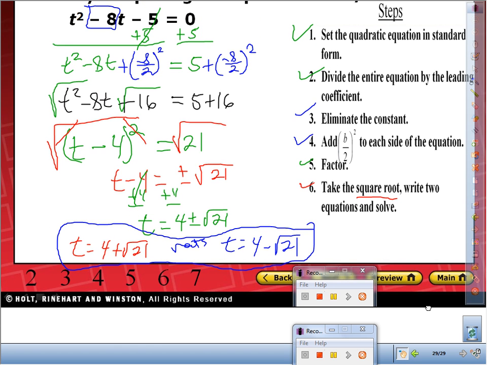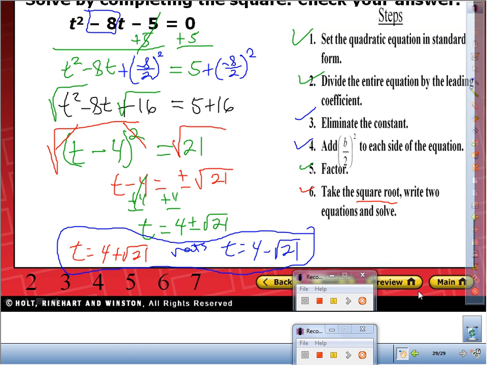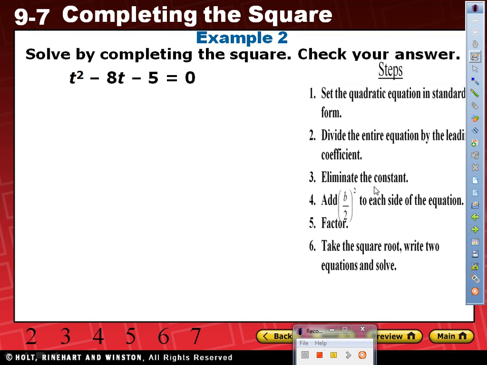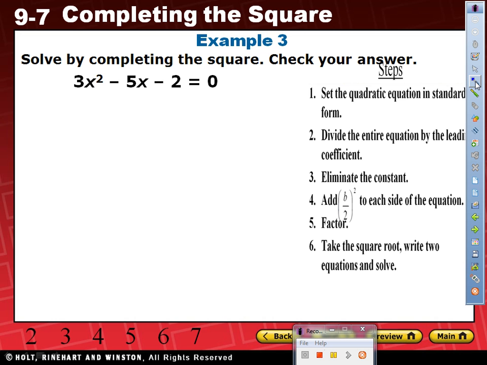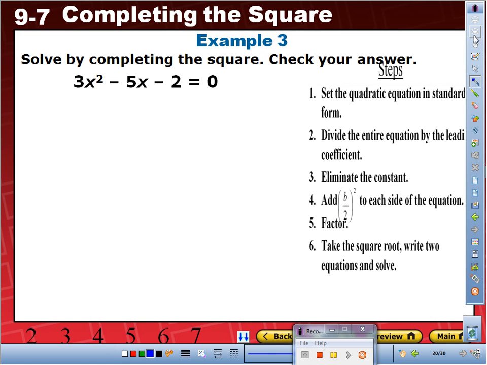Okay, check it out. Last one. Here we go. Copy this one. Example 3. 3x squared minus 5x minus 2 equals 0.